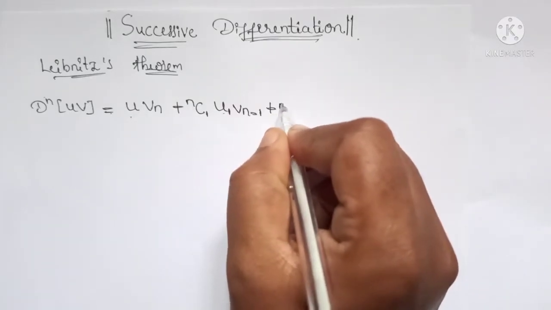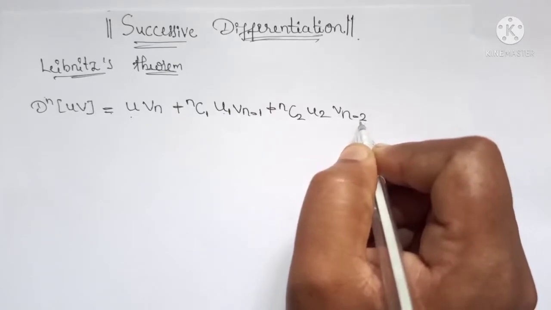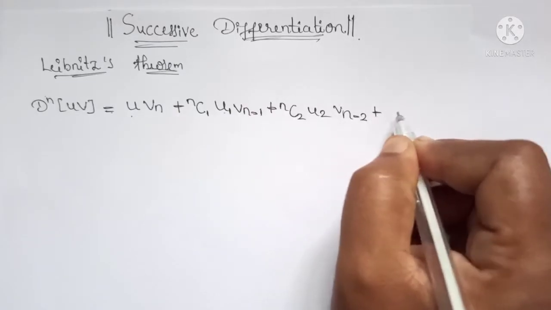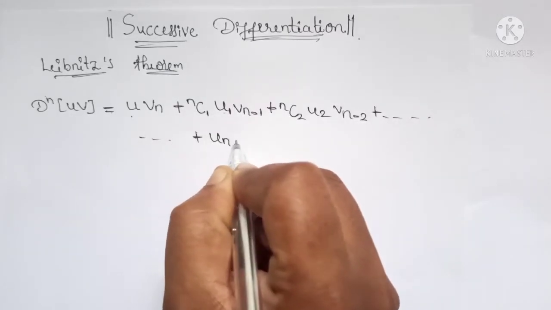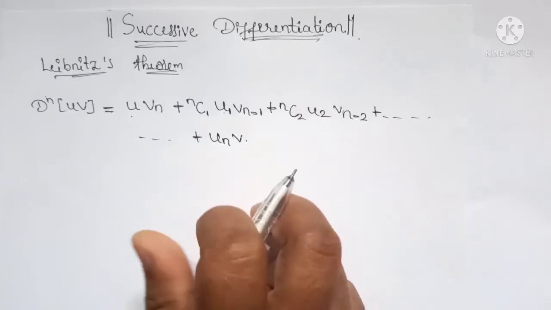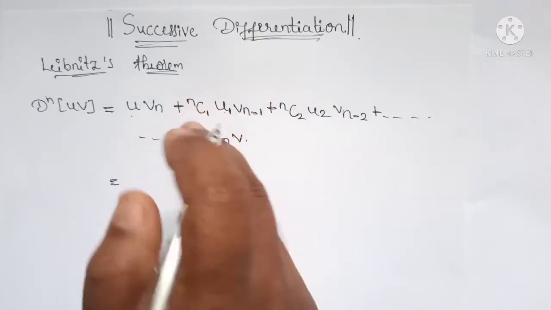Plus nC2 u2 v(n-2), plus and so on. Lastly we get un v as it is. So this is the Leibniz theorem, or we can add the constant values here.